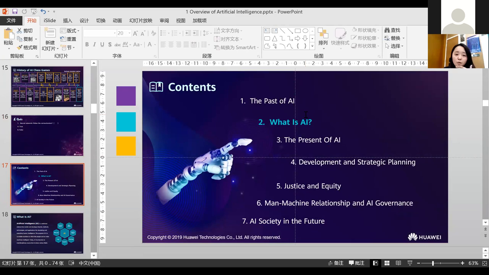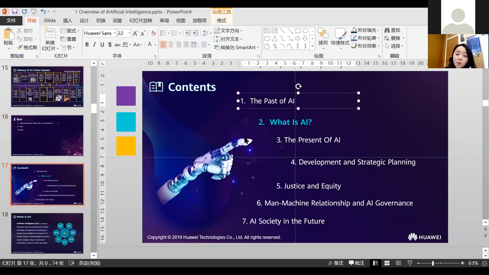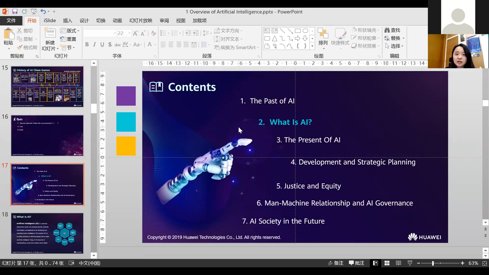The key points of this section are the birth of AI, that is the Dartmouth workshop, and the three schools of AI: connectionism, behaviorism, and symbolism. Then we will move to the next section: what is artificial intelligence? Can anyone give a definition of artificial intelligence?